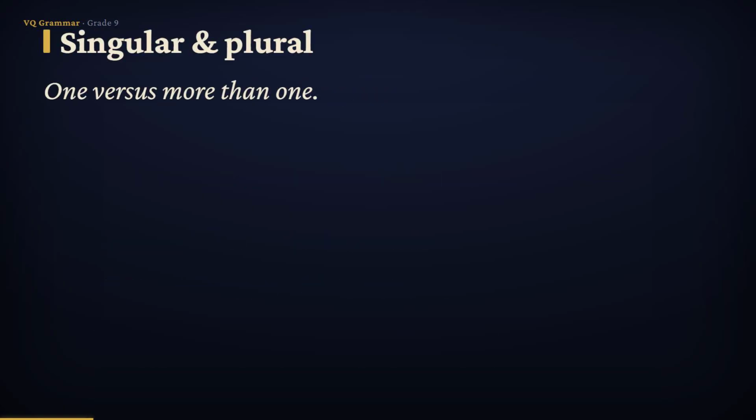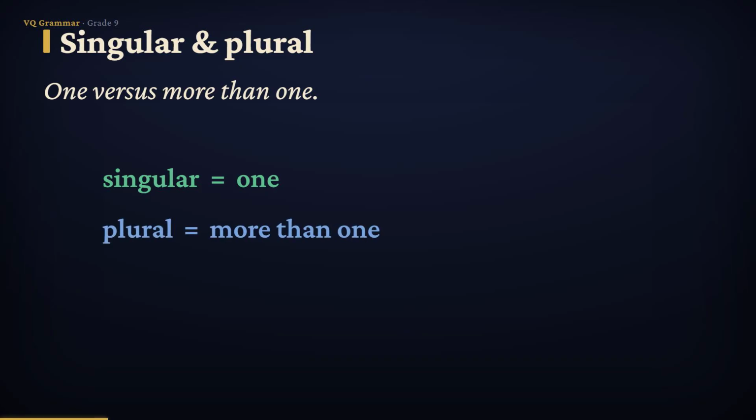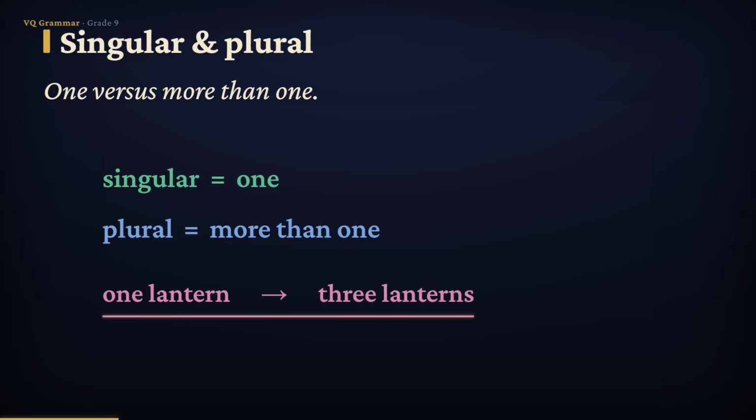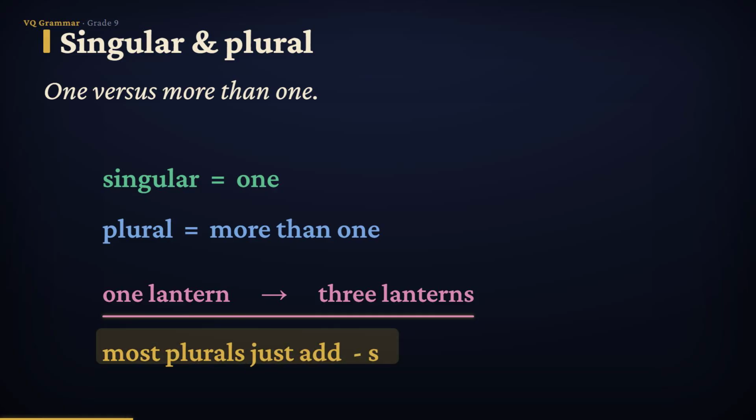Here are the two words to know. A singular noun names just one person, one place, one thing. A plural noun names more than one. Look at this pair. One lantern, but 3 lanterns. The idea is the same, only the number changed. And notice how we made the plural. We simply added the letter S to the end. That's the most common way of all. Most nouns become plural just by adding an S.